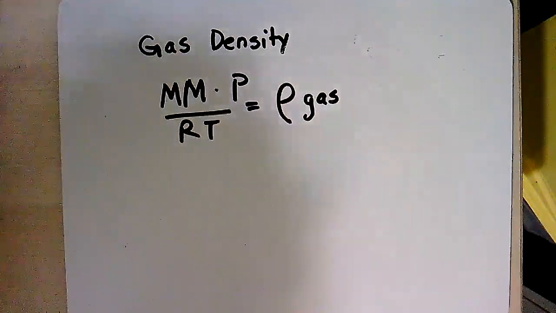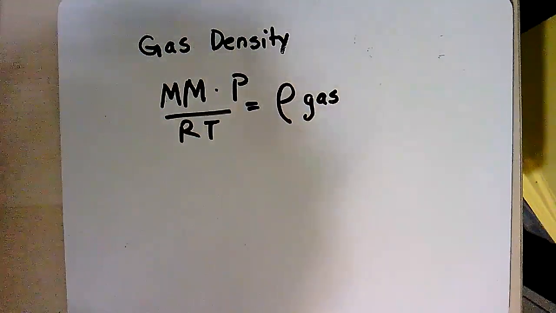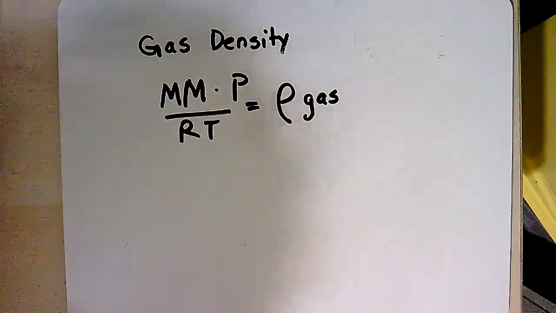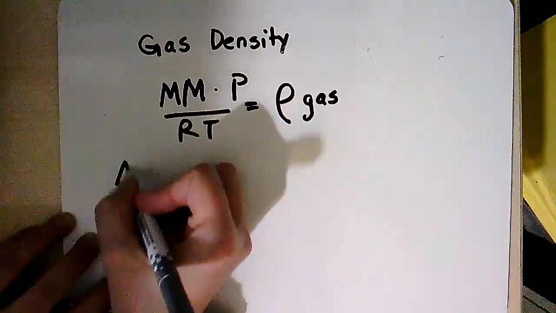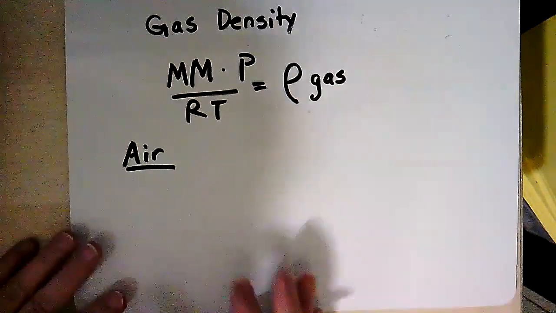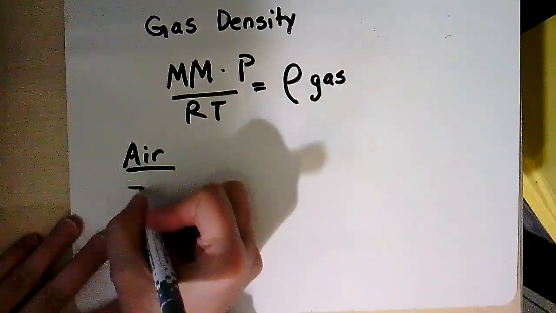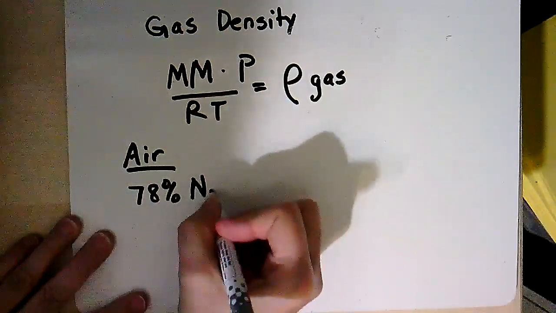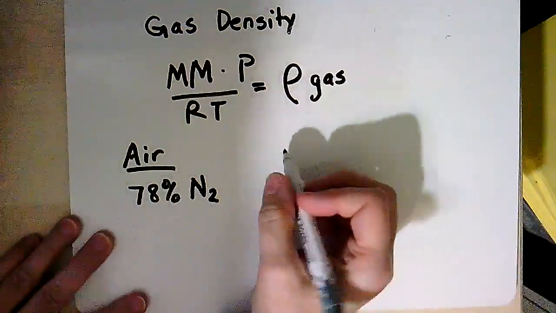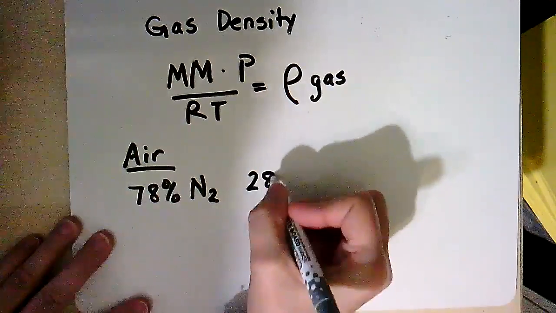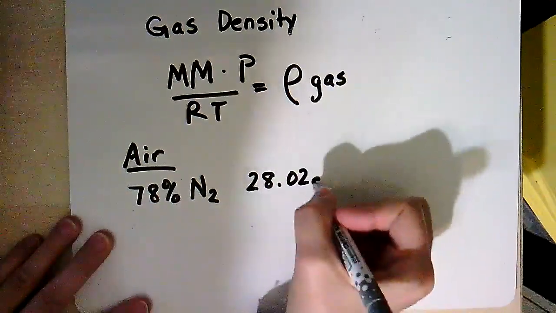So what I'd really like to know is the density of air under some circumstances. But air is not a simple gas, is it? It's a mixture of gases. We know that air is 78% nitrogen, and we can calculate that nitrogen has a molar mass of 28.02 grams per mole.